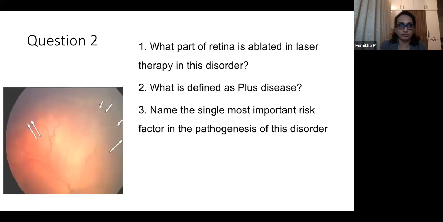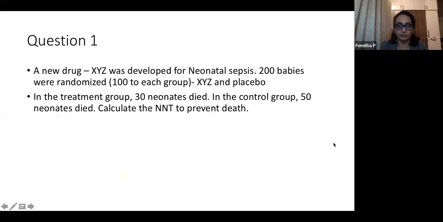So if you've drawn your table, you'll have what? The upper part will be outcomes, in terms of death and survived. On the left side, you will have exposed or not exposed to XYZ, that is whether they have received the drug or not.